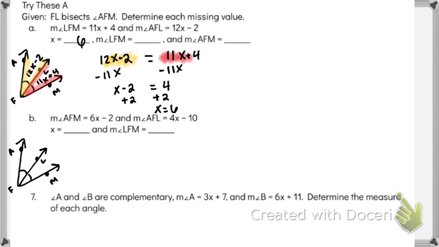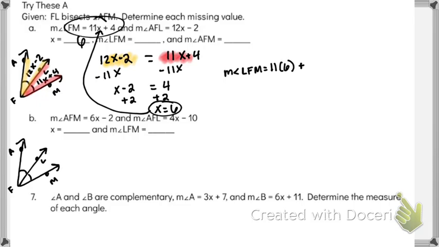For this one, it is asking me for the measure of angle LFM. LFM is this first one right here, so you're going to take that 6 and put it right there. So for this angle, the measure of angle LFM, instead of x, we're writing 11 times 6 plus 4. 11 times 6 is 66, plus 4, that is 70.